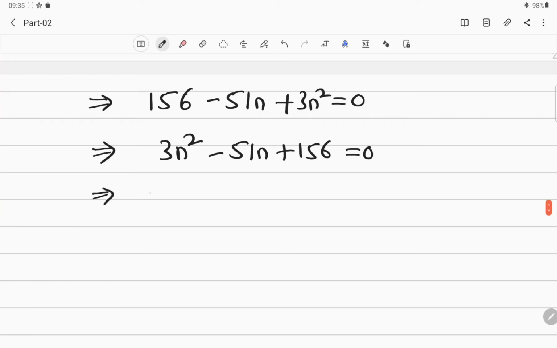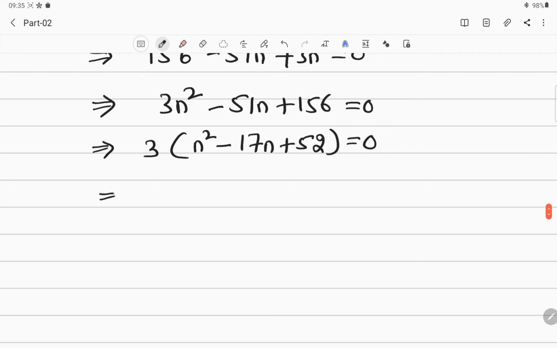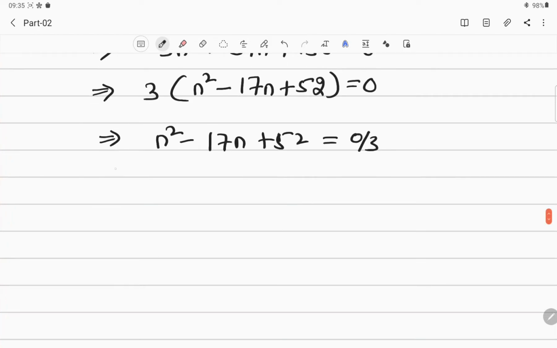Now I think we can take 3 common here: 3 bracket, then n square minus 17n, since 17 3s are 51, then plus 52, since 3 13s are 39 and 3 4s are 12. So that is equal to 0. Now I am going to take this 3 that side, that becomes n square minus 17n plus 52 is equal to 0 by 3. 0 by 3 is nothing but 0. So I am going to get n square minus 17n plus 52 is equal to 0.